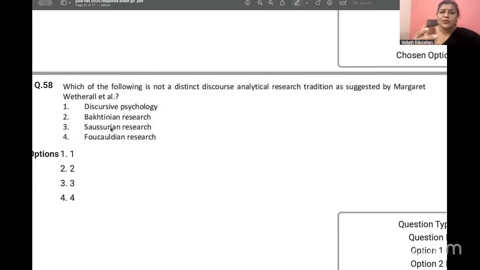There is nothing called Sassurian research. Saussure did not contribute to research. He was a linguist. You know, like Bakhtinian or Foucauldian, there is nothing called Sassurian research. That is the thing here. You don't have to know Margaret Wetherall. You have to know that Sassurian research does not come in this category. Did you understand?